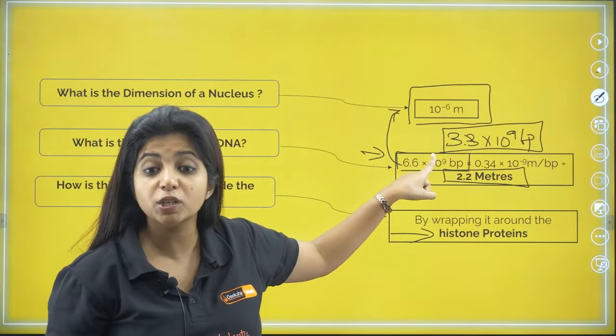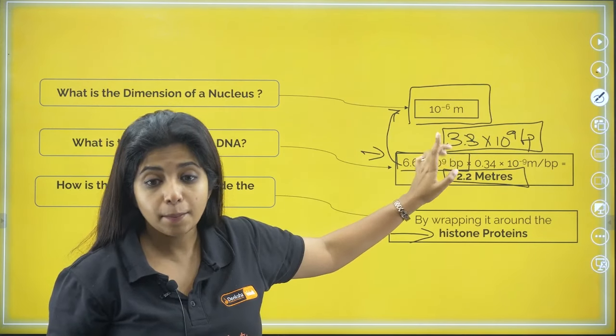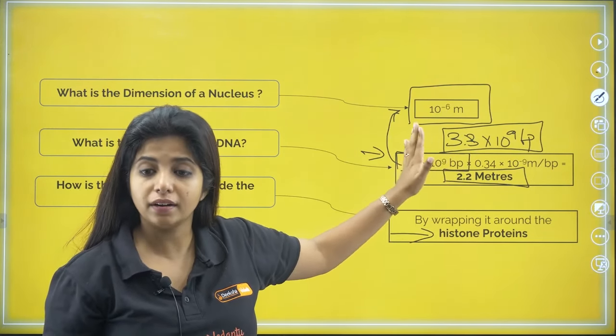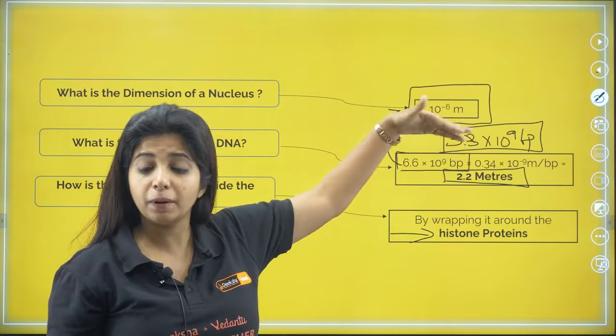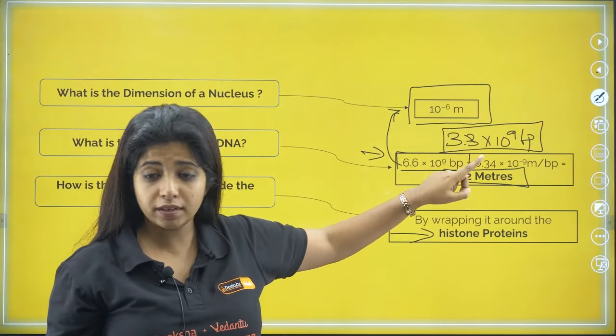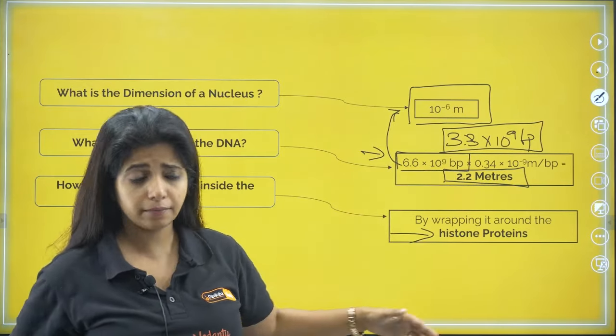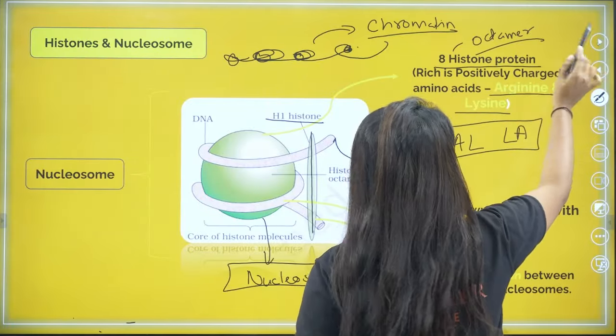What is our base pair? 6.6 into 10 to the power 9 base pairs. Haploid is 3.3 into 10 to the power 9 base pairs. If you want to convert into meters, then 2.2 meters of long DNA is there, which is why we need to arrange them in a compact way.